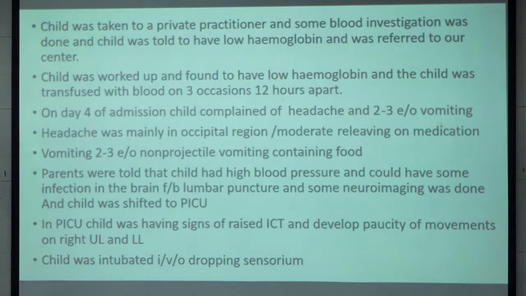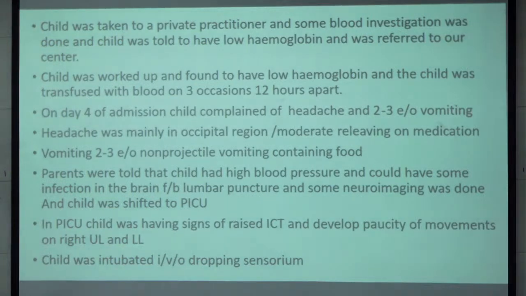The child was worked up and found to have low hemoglobin and was transfused with blood on 3 occasions, 12 hours apart. On day 4 of admission, the child complained of headache and 2 to 3 episodes of vomiting. The headache was mainly occipital and moderate, relieving on medication. The vomiting was non-projectile, containing fluid. Parents were told that the child had high blood pressure and could have some infection in the brain, followed by lumbar puncture and some neuroimaging.